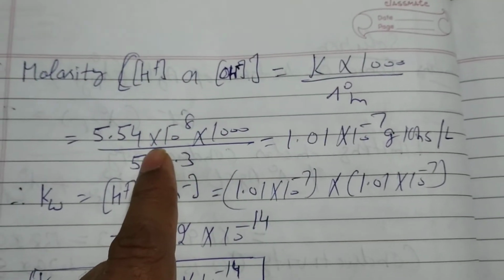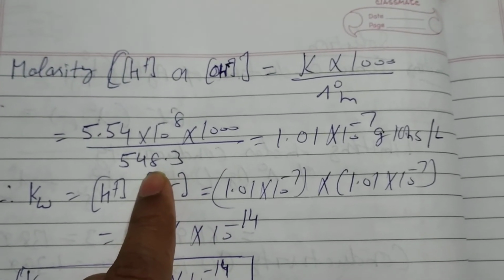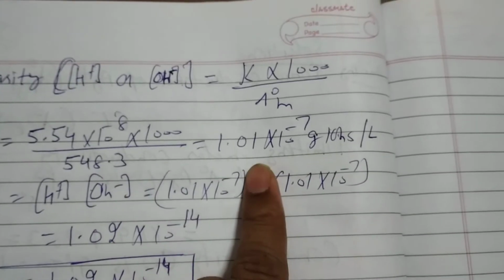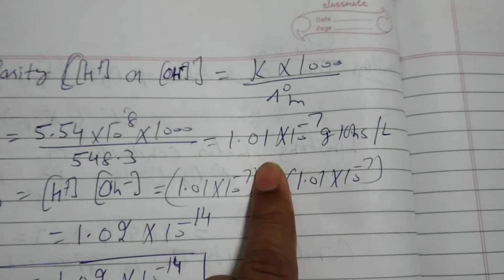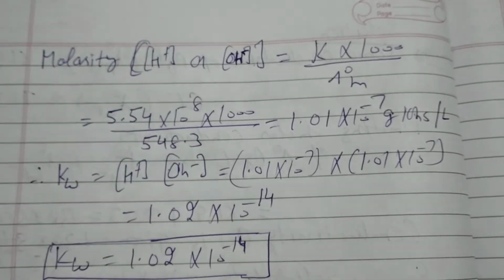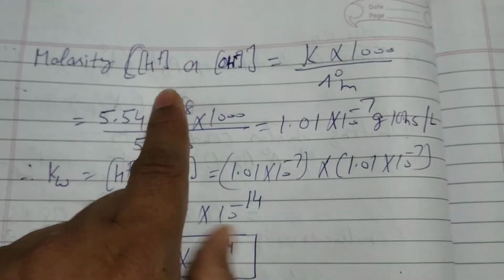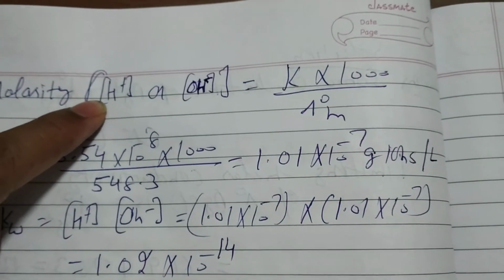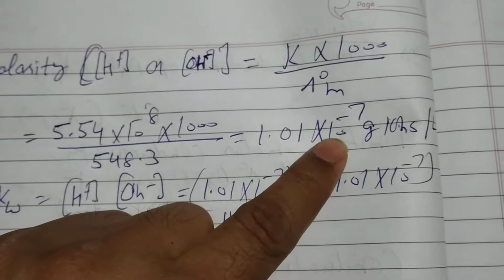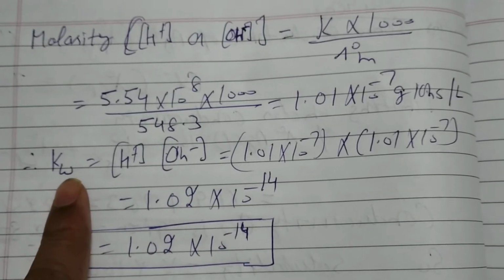Now kappa is 5.54 × 10^-8 into 1000, and Λ°m, which we have already calculated, 548.3. So the calculation comes to 1.01 × 10^-7 gram ions per liter. So this value is equal to the molarity, or you can say the concentration of H⁺ or OH⁻. We can say that this value is the molar concentration of H⁺, and H⁺ and OH⁻ are both equal, and they give the ionic product of water.